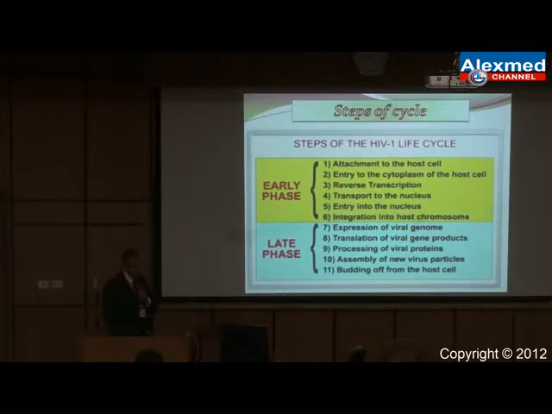Steps of the cycle. As we see: first attachment, second entry to the cytoplasm, reverse transcription, transport to the nucleus, entry into the nucleus, integration into the host chromosome, then expression of the viral genome, translation of viral gene products, processing of viral proteins, and finally assembly.